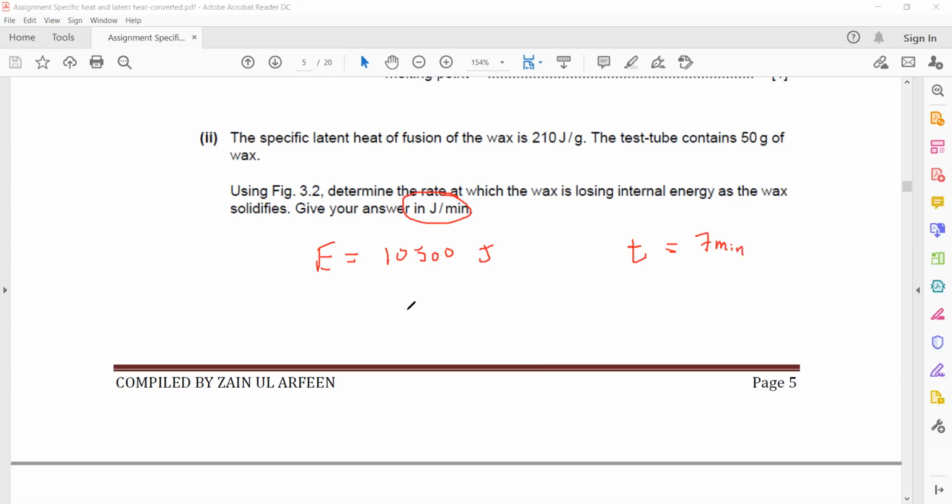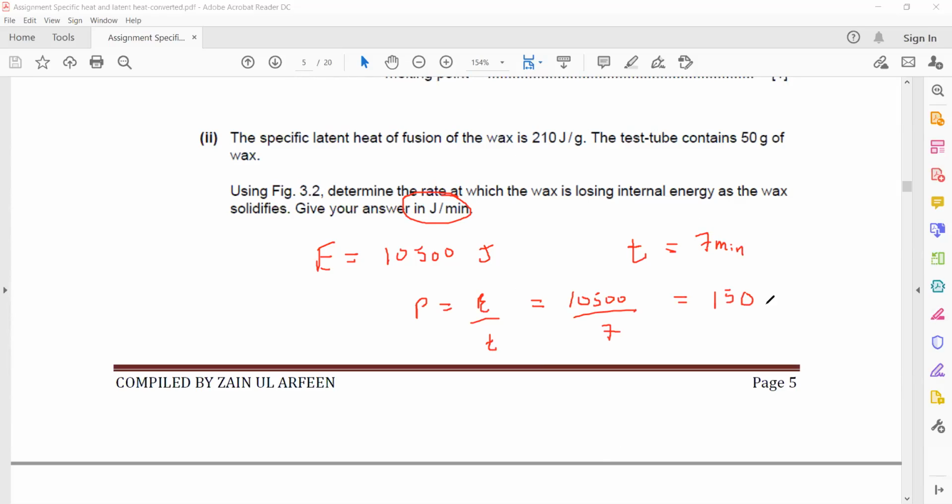So how much energy, or power, or rate of change in internal energy, means power. So it is energy, which is 10,500, divided by time, equal to 7. So 10,500 divided by 7 will get 1,500 joules per minute.